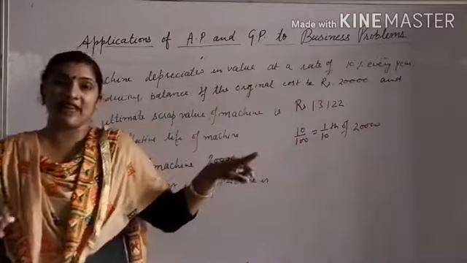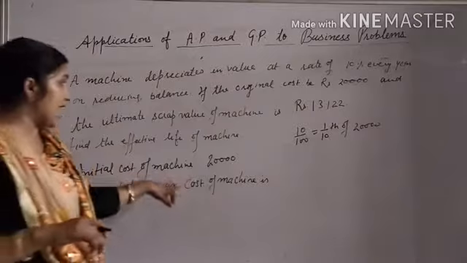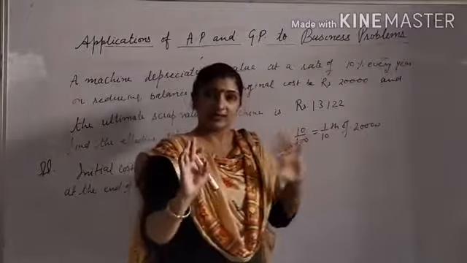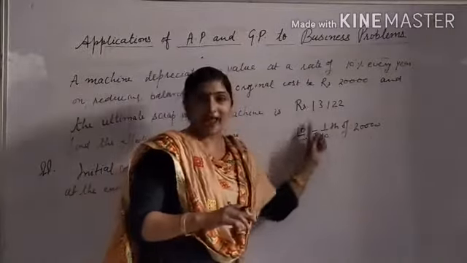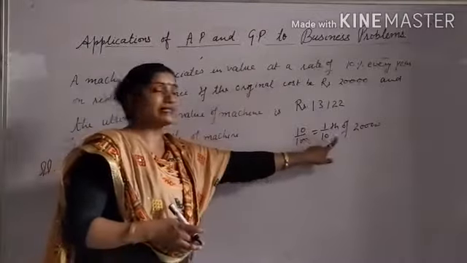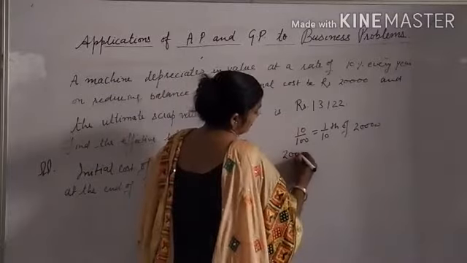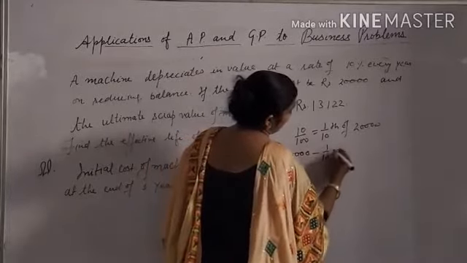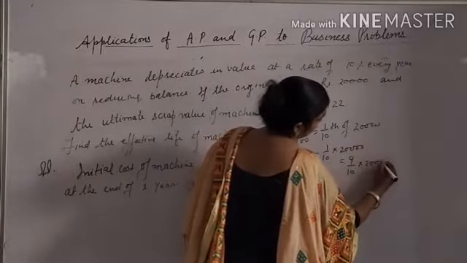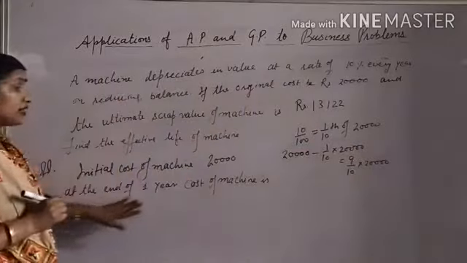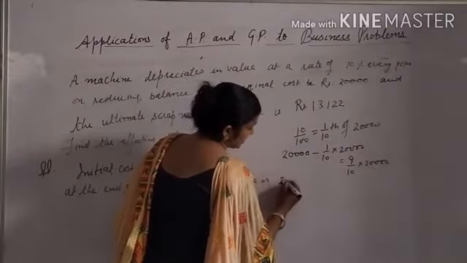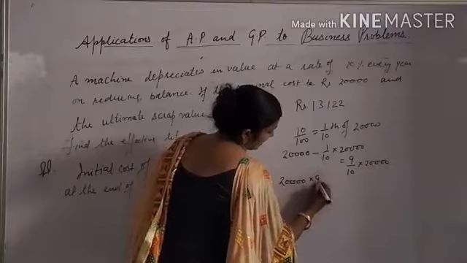It is a decrease in the value, right? So the value of the machine at the end is 20,000 minus this quantity. This is just the reduction in price of the machine. So the price of the machine is 20,000 minus this much, that is 20,000 minus 1 by 10 of 20,000. So this is 9 by 10 of 20,000. So at the end of 1 year, the cost of the machine is 20,000 into 9 by 10.